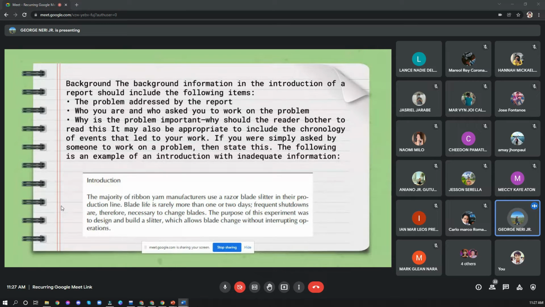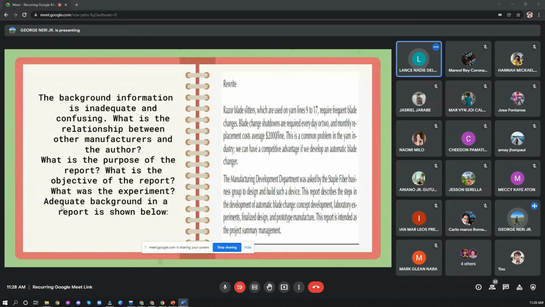The following is an example of an introduction with inadequate information. So, introduction. This is an example of an introduction, and the background information is inadequate and confusing. What is the relationship between other manufacturers and the authors? What is the purpose of the report? Then what is the objective of the report? Next, what was the experiment? Adequate background in a report is shown below.